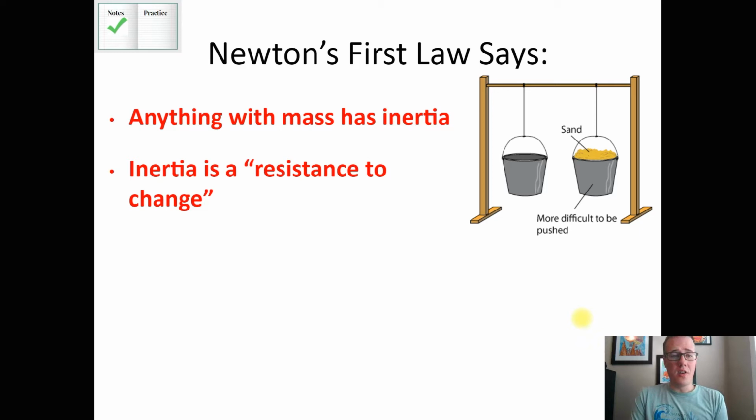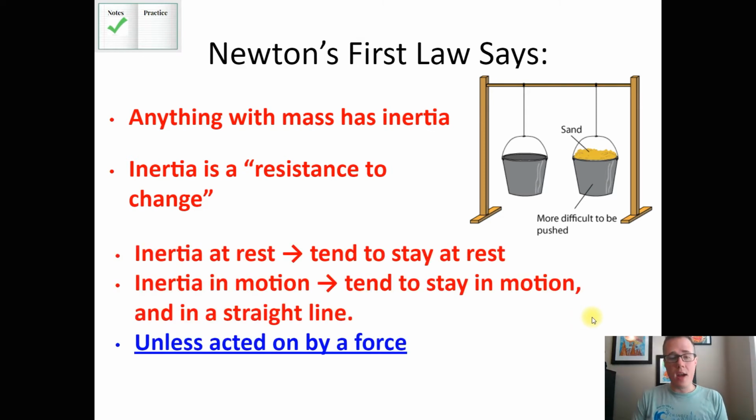The next part is inertia is a resistance to change. So in other words, anything with mass has a resistance to change. The air that's around you has a little bit of mass, and so that's why it's not very hard to push the air out of the way. But the table I'm sitting at has much more mass, and that's why it's a little bit harder to push the table out of the way. The more mass you have, the more inertia you have. So inertia at rest means that it's going to tend to stay at rest. And inertia in motion is going to tend to stay in motion.